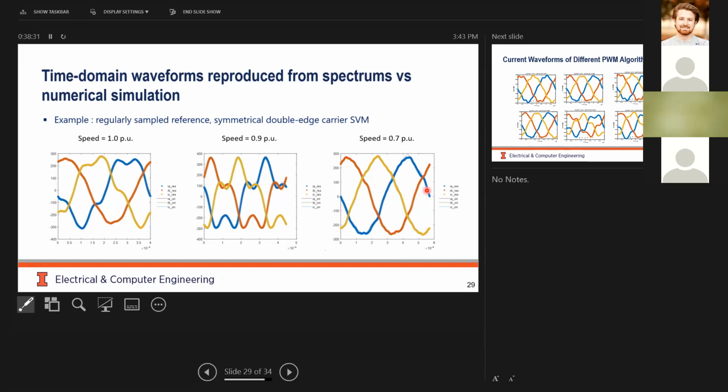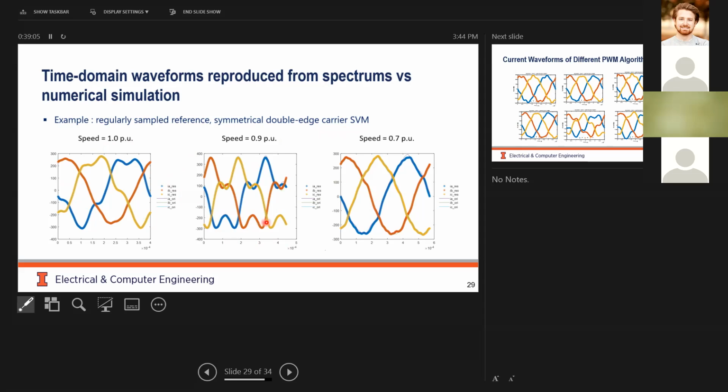That's expected because if your rotor speed is lower, then your fundamental frequency is lower, then the ratio between switching frequency and the fundamental frequency will be higher, which is a more advantageous scenario. So this is a regularly sampled reference symmetrical double edge carrier space vector method example.